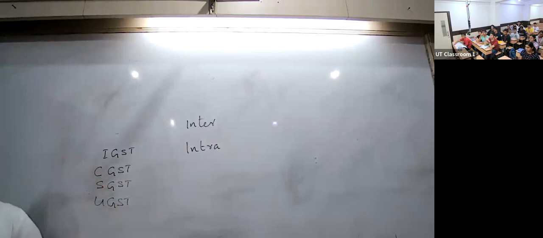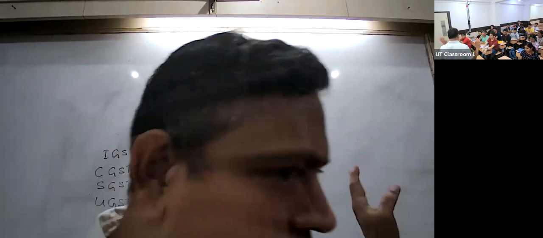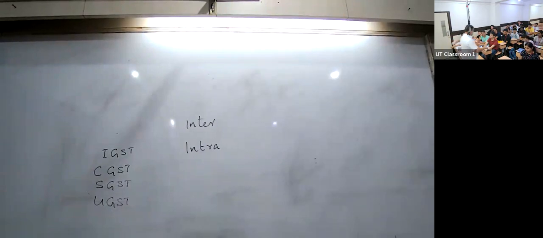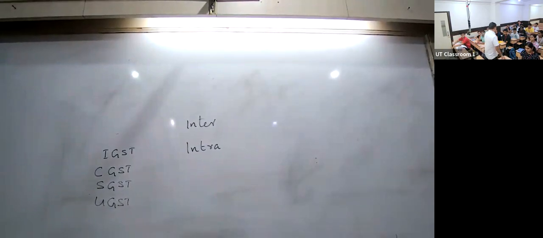GST, you know what is the meaning? Goods and service tax. Now, why is it called goods and service tax? Goods means buying any items. That is called the goods. You go and buy one shoe, one bag, one piece, other one.